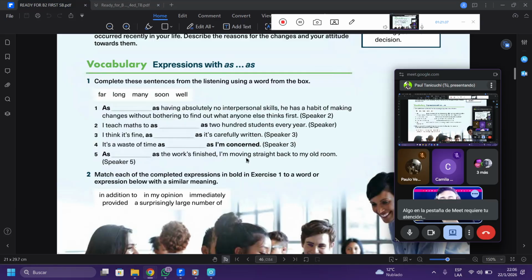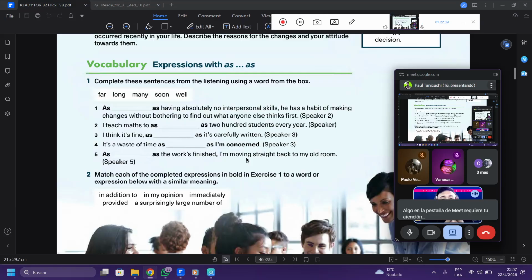Number 4. It is a waste of time as I'm concerned. And this one is the one that you told me. As far as I am concerned. Yes. Number 5. As the work's finished, I'm moving straight back to my old room. As soon as. Perfect.